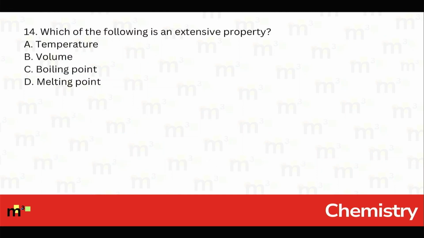Next, number 14. Which of the following is an extensive property? A. Temperature, B. Volume, C. Boiling point, or D. Melting point. The answer here is B.